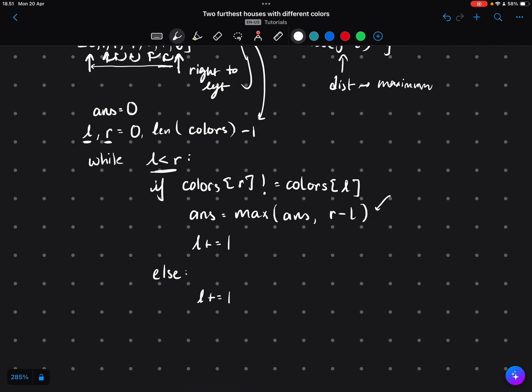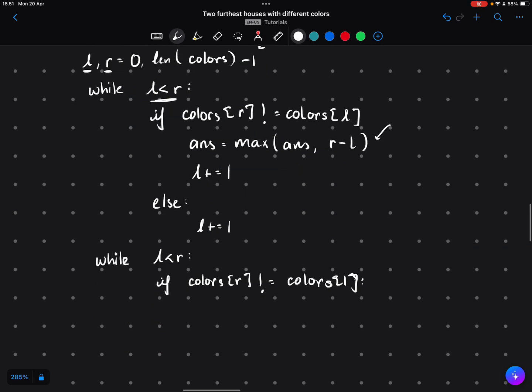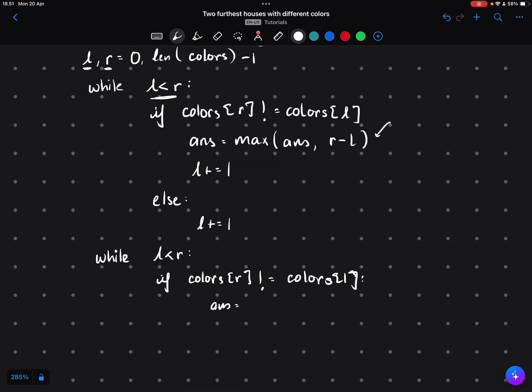We'll keep following the direction we're going to. Now we'll do another one. We can do another loop. Like I said, another direction, right to left. So while L is less than R, if colors again, if they're not equal, same thing, answer is just the maximum.